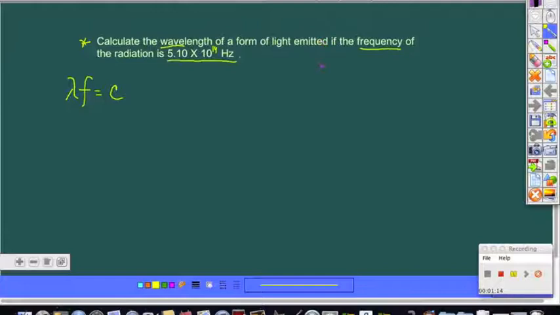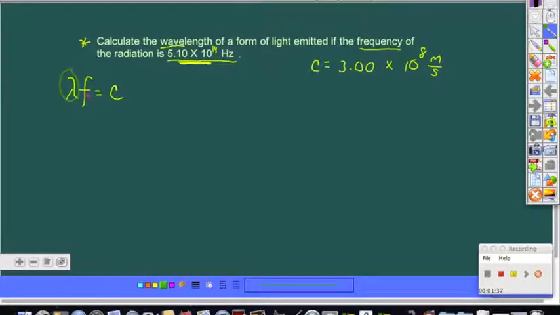Now, as you remember, the speed of light is a constant and it will never change. It is 3.00 times 10 to the 8th meters per second. So knowing that constant and knowing that I am given the frequency of the radiation, I can solve for the wavelength. So what we're going to do is we're going to try and isolate wavelength.